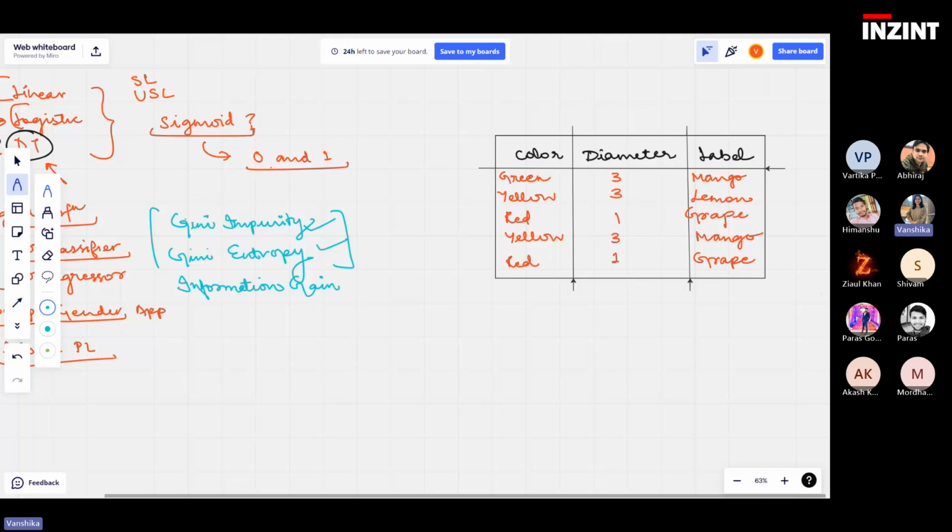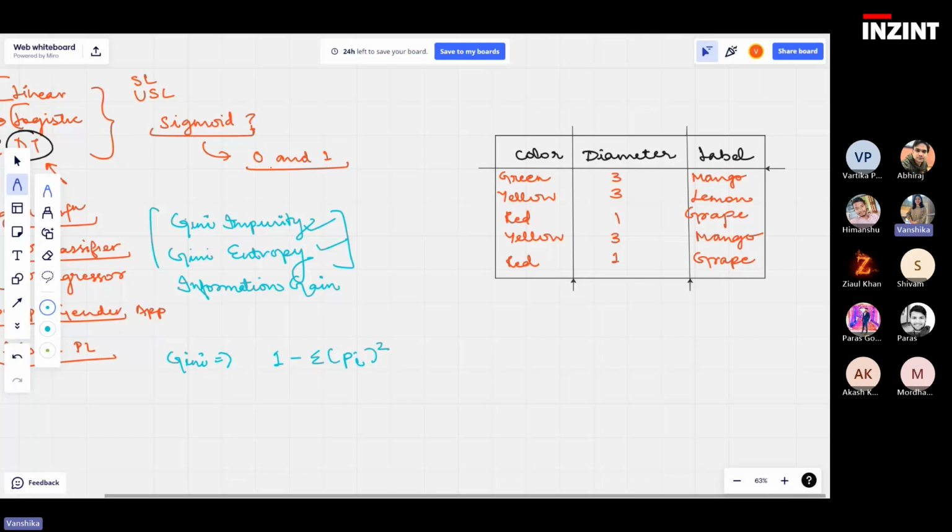This is the formula: 1 minus the probability of i, whole square. Let's write it in a better manner: 1 minus the sum of probabilities, the square of such probabilities. So this is the formula for Gini.